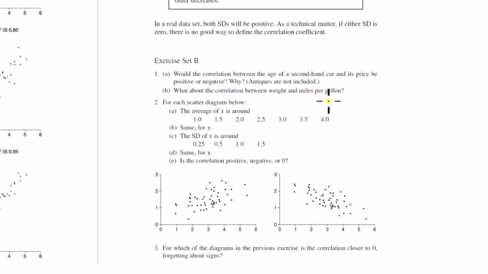And then the next part says, what about the correlation between weight and miles per gallon? Well, that's going to be negative as well. As the weight of the vehicle gets higher, the miles per gallon is going to get lower. And as the age of the car gets higher, its resale price is going to get lower.